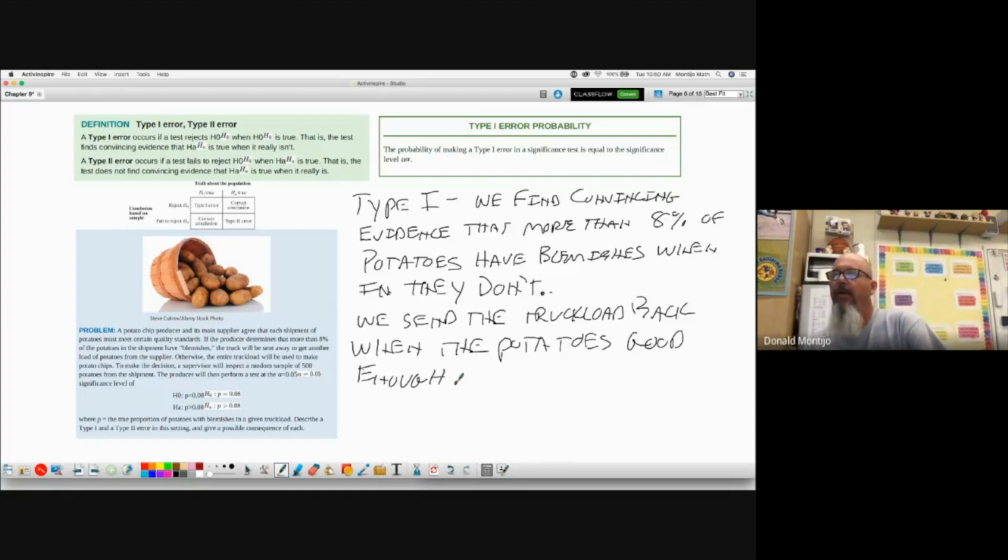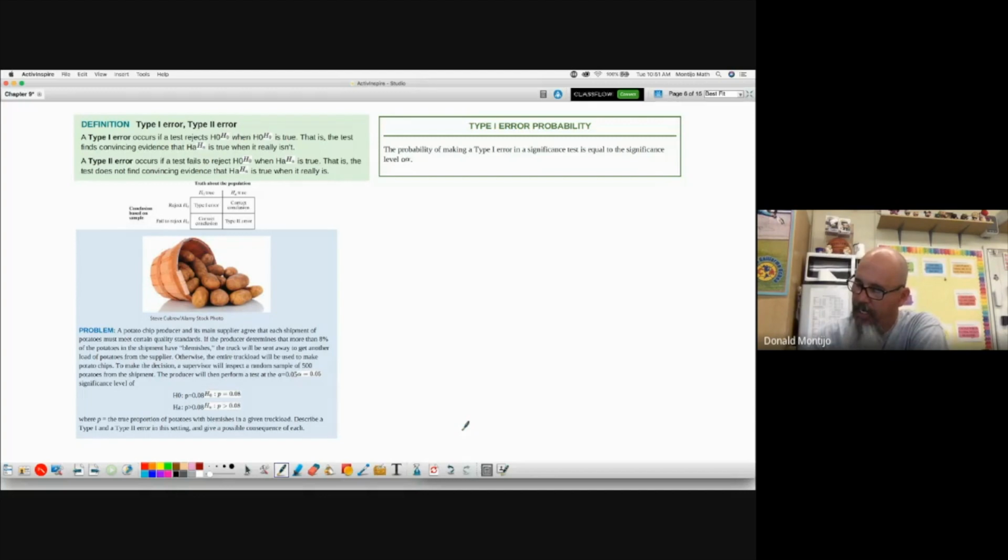What's the probability that we do this? Well, it's the alpha level. The probability that we committed that error is 5%, 0.05. That's the probability that we shipped back a good truckload of potatoes. Wasted time, wasted money. Okay. I don't have enough room here, so let me clear this off and let's look at a type 2 error in context of this problem.